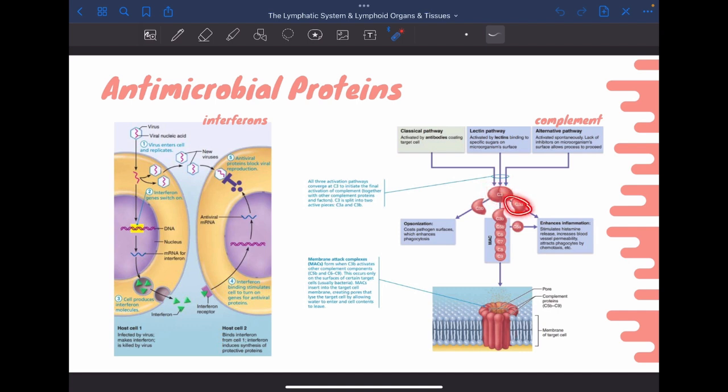C3 will split into C3a and C3b. C3a is the one that will mainly help in inflammation, along with C5a. So C3a and C5a mainly help in inflammation. They will release histamine, increase vascular permeability, and so on, to further enhance inflammation and the capability of the cell to fight against the pathogen.